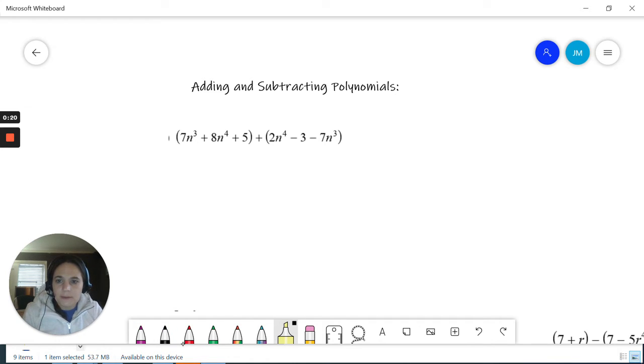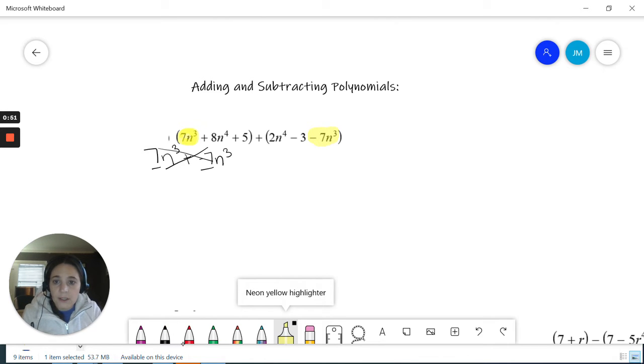So I'm going to start with my 7n cubed, and I'm going to go find another n cubed. You must have the same exponent in order to combine them. So I'm going to go look through all my terms and, oh, there's one. Okay, and so when you combine these terms, you add the coefficients. So a 7n cubed plus a negative 7n cubed. The coefficients there are going to add out to 0, and so there's actually no n cubed term at all.